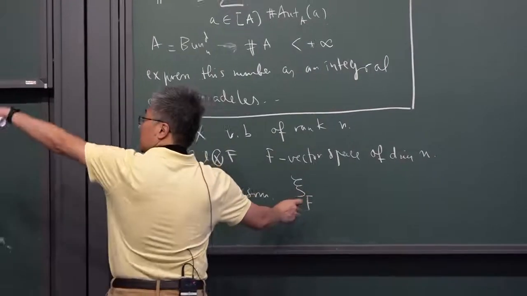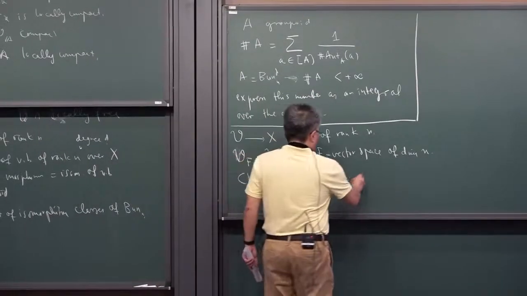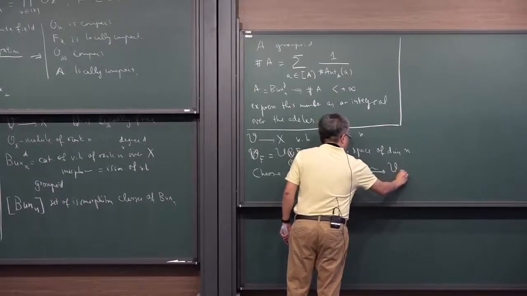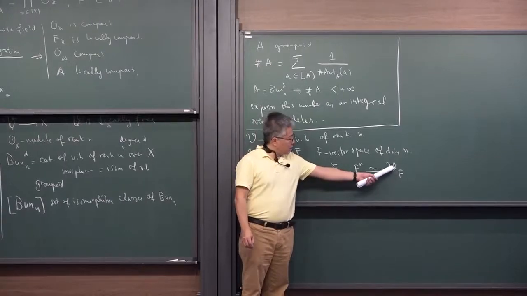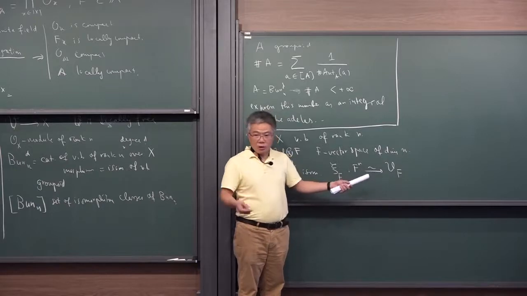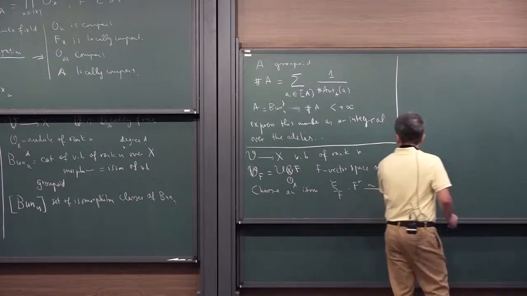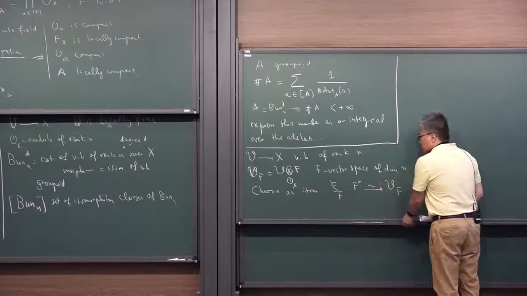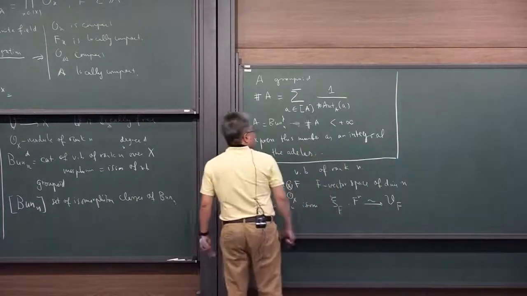F again always denotes the finite field. An isomorphism between F to the n and V over F. This is a vector space of dimension n. So such an isomorphism exists, but there are just many of them. Here you just pick one. This is the same as choosing a basis of this vector space. So this is a kind of datum of a vector space.